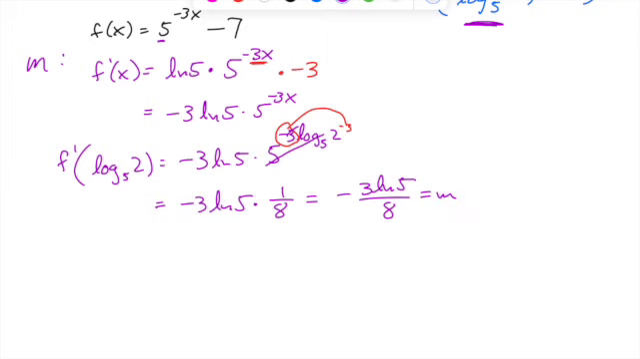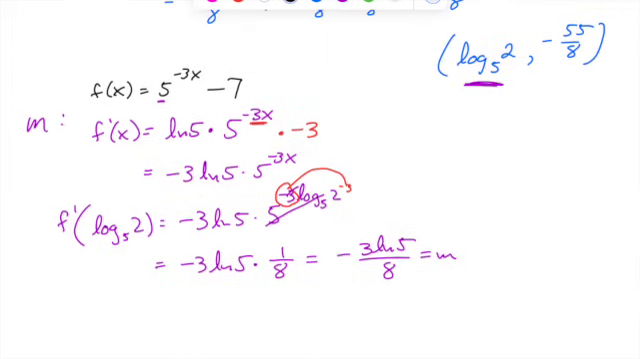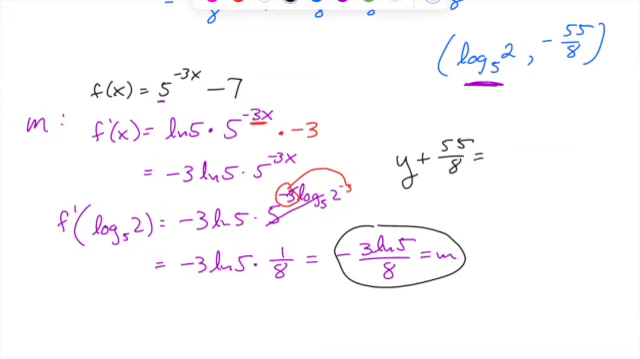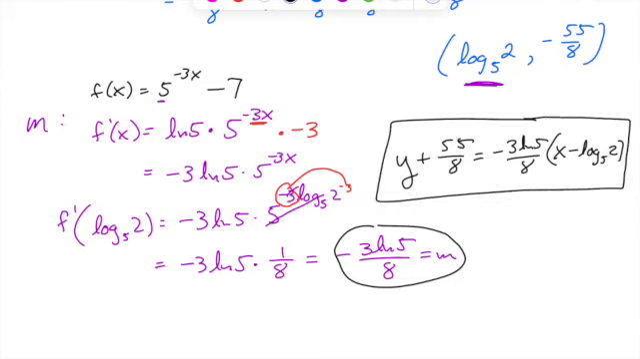That is your slope. So there's your point, there's your slope, right? And so your tangent line would be y plus 55/8, y minus that y coordinate, right, equals negative 3 ln of 5 over 8, the slope, times x minus that x coordinate, log base 5 of 2. Yeah, have an Algebra 1 student graph that line right there.